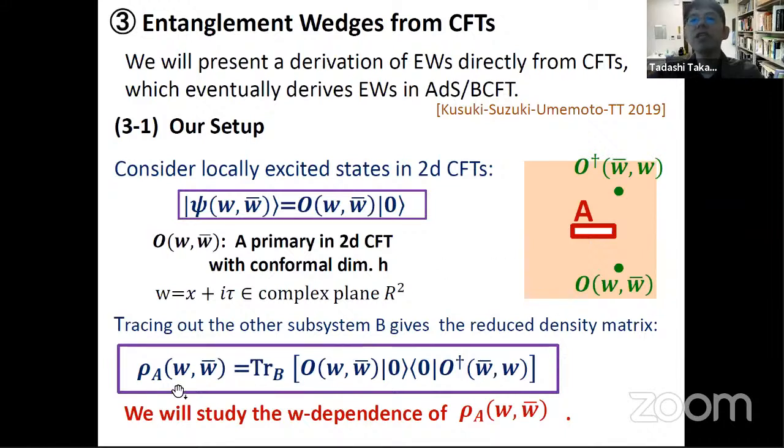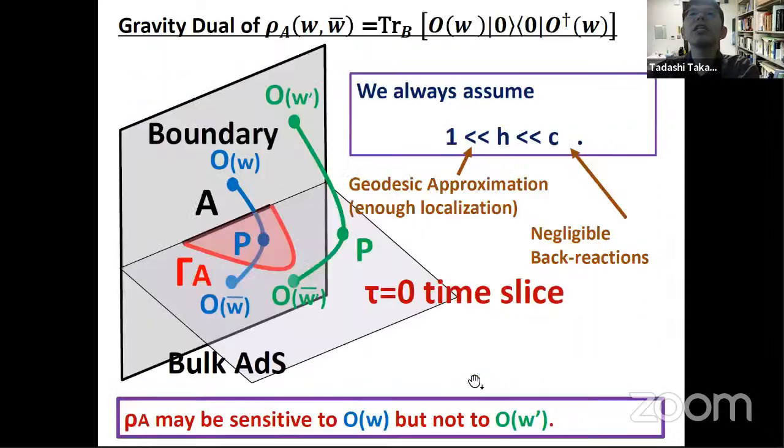And the point is that the reduced density matrix depends on the location of this excitation, W. This argument is very, very important. We are talking about the W dependence of rho A. This is our target. The reason why we're looking at this is motivated by AdS/CFT, of course, and so we can talk about the gravity dual of this reduced density matrix.